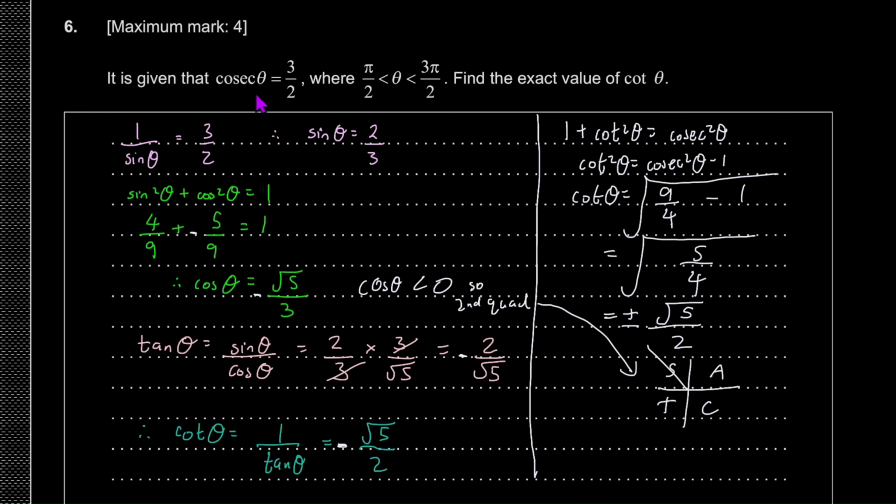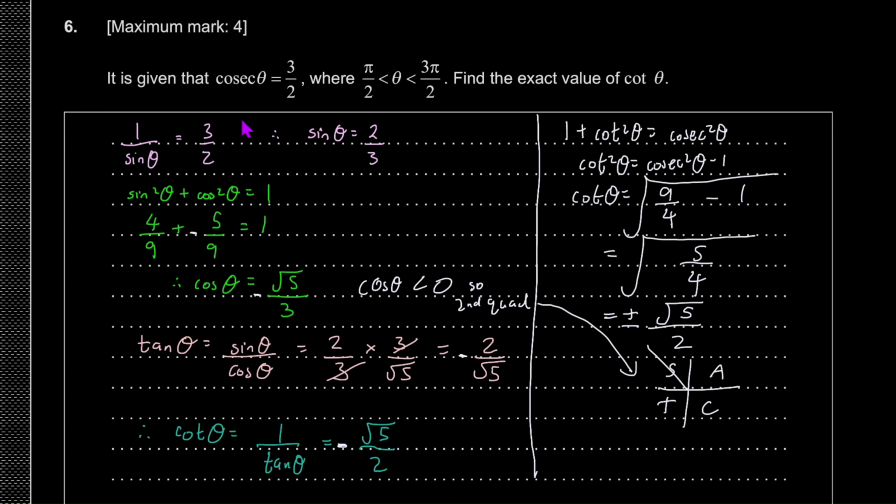It is given that cosec theta equals 3 over 2, where we have this domain. Find the exact value of cot theta. Now, there are two ways that I thought of for us to do this question. The first one is using a very simple chronology, and the second one is using an identity that's directly in the math data booklet. So depending on whichever one you're comfortable with, you can choose which one you want to use.